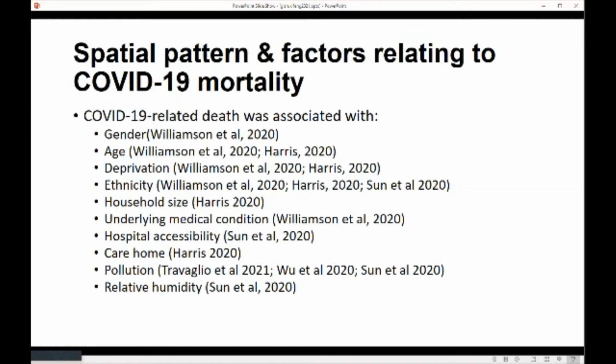Other factors include care homes, which we know is a very big issue because of the lack of protective equipment and lack of awareness of the pandemic in care homes. And other physical environments like humidity or pollution have been looked at. Some research shows pollution is related to mortality, but some didn't show that result.